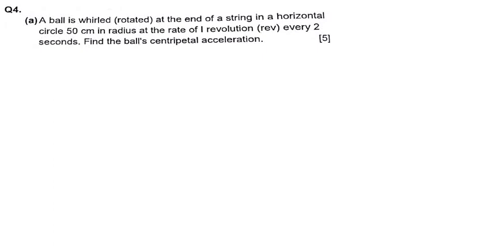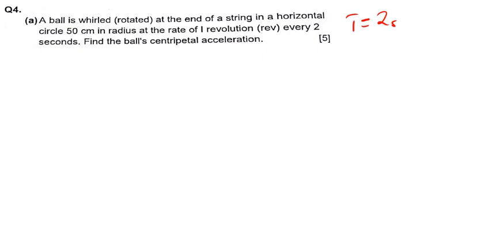So let us talk about circular motion. Specifically, we're going to talk about centripetal force. A ball is whirled at the end of a string in a horizontal circle 50 centimeters in radius, at the rate of one revolution in every 2 seconds. When you hear "in every 2 seconds," that is the period.